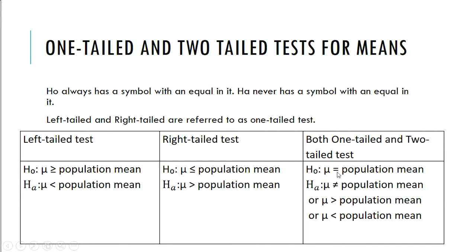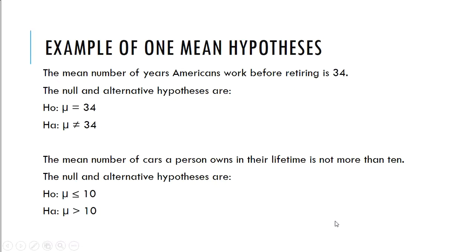The equal one over here gets a little bit tricky. The null hypothesis is the mean is equal to the population mean, and the alternative is the mean doesn't equal the population mean. Unfortunately, in this book it's a little confusing, because when the null says the mean equals the population mean, the alternative can be not equal, greater than, or less than. So you want to watch out for those things.